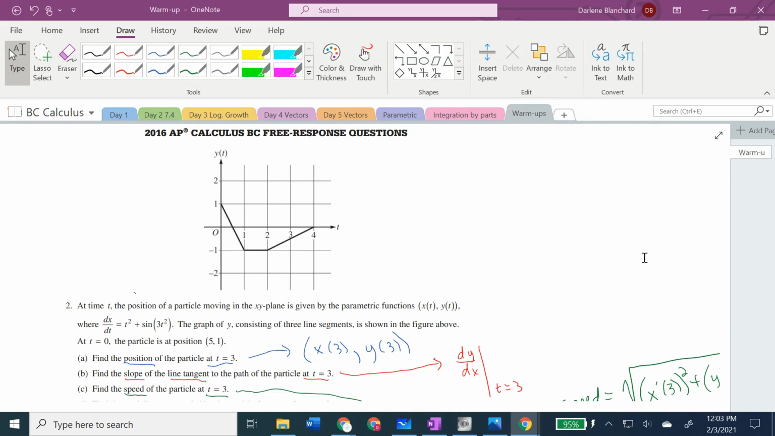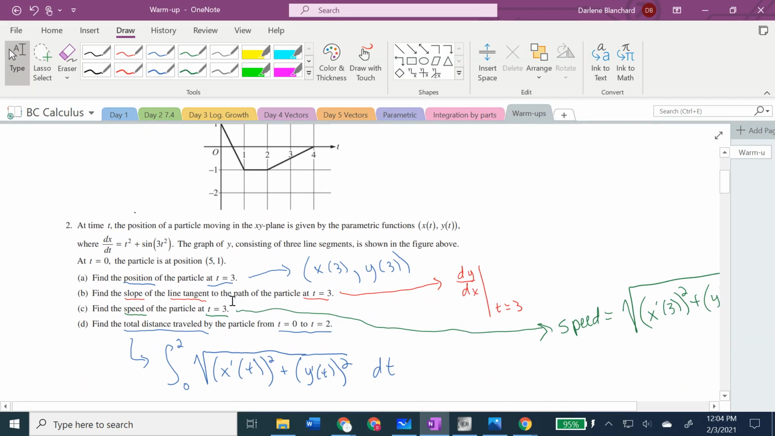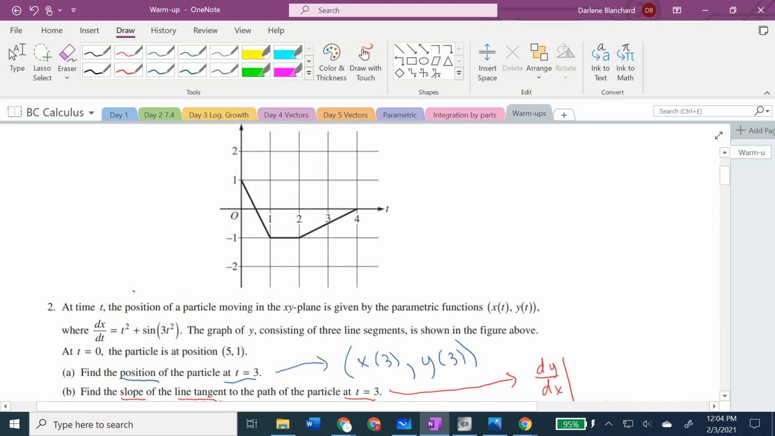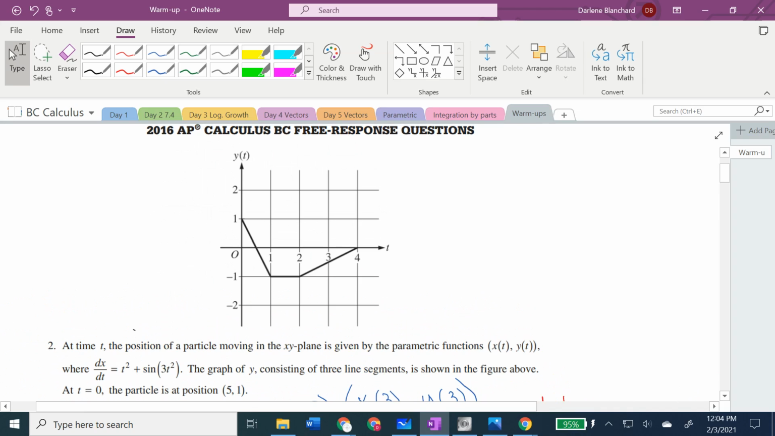Okay, so I have all of the equations written up for what each part is asking me to find. Now, when it comes to position at t equals 3, the y is the easier one because they gave you the graph of y itself. So you're actually just looking at when x is 3, what is the y coordinate of that point? And the y coordinate is negative 1/2.